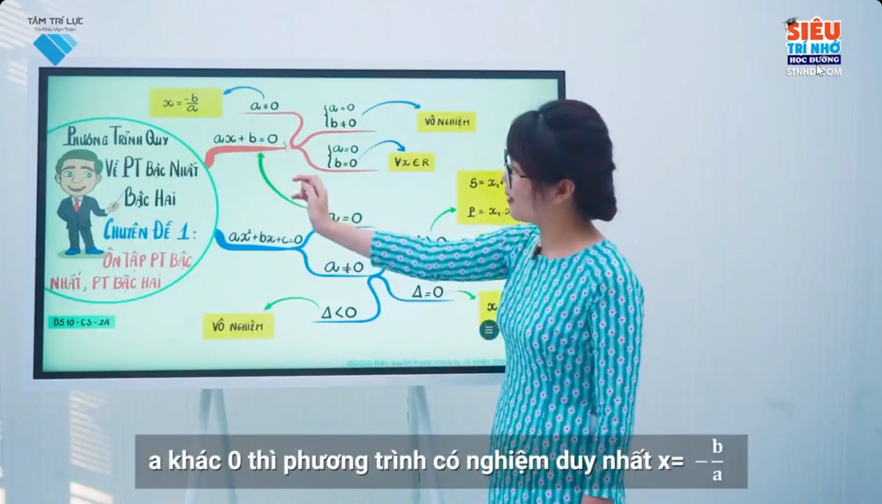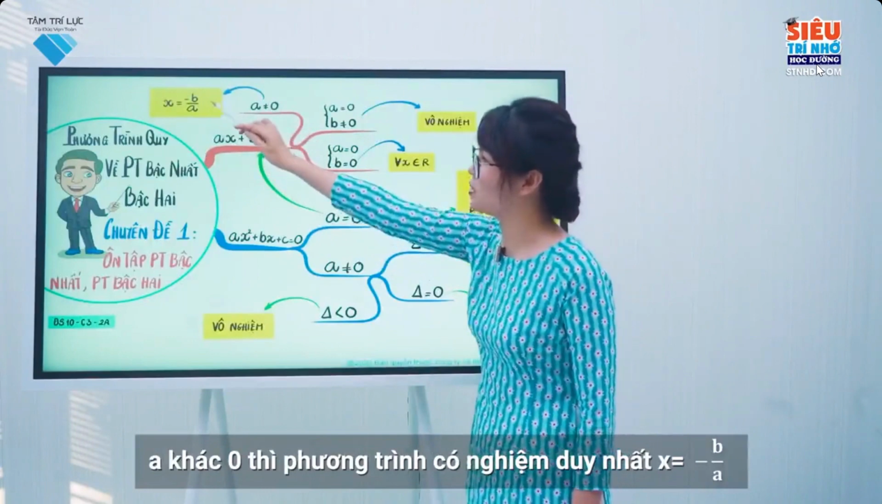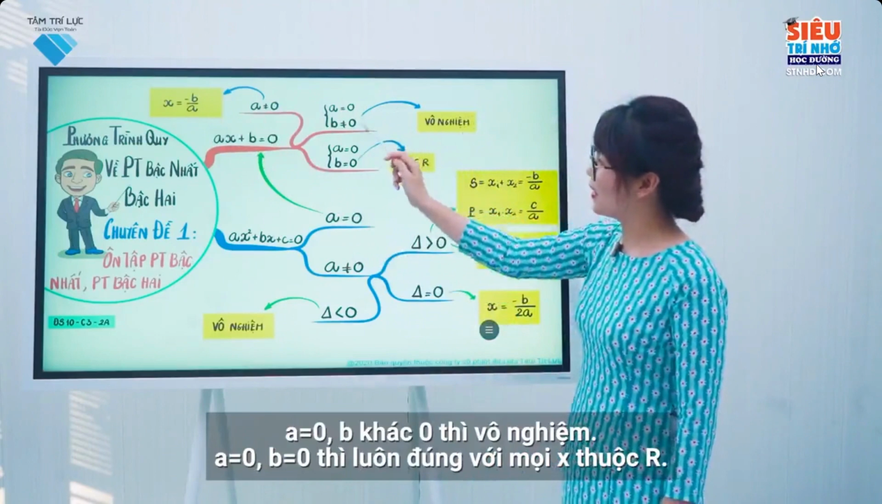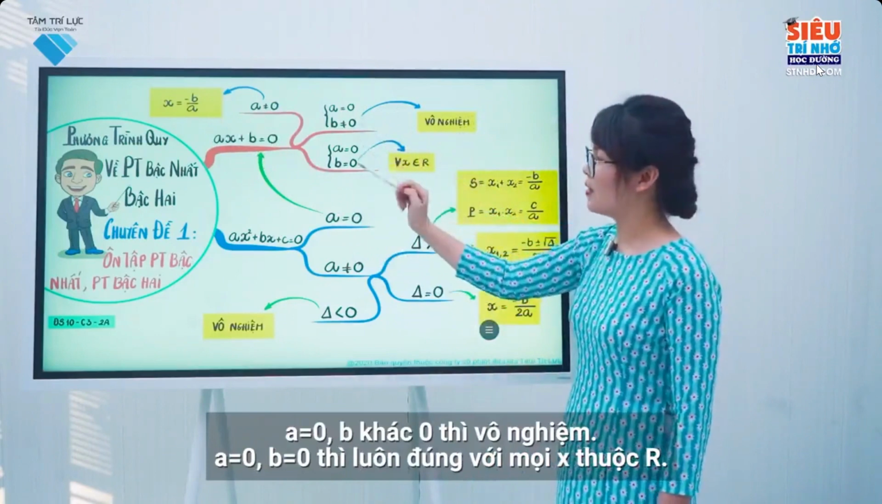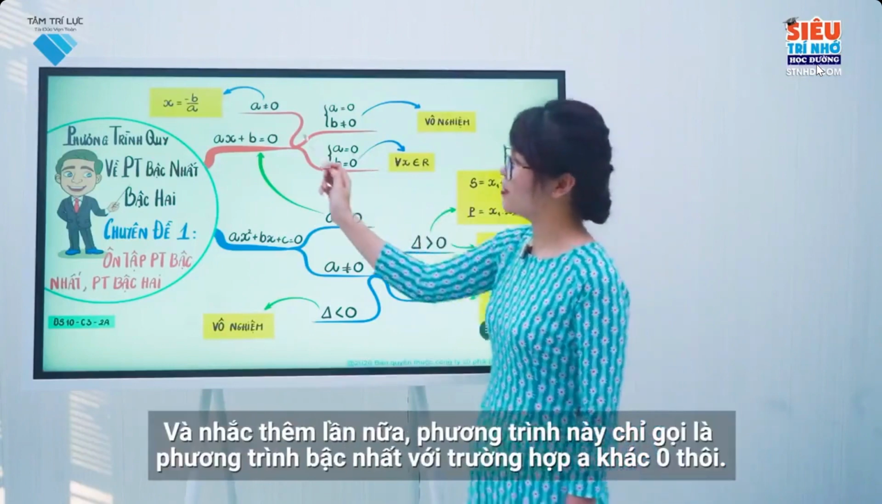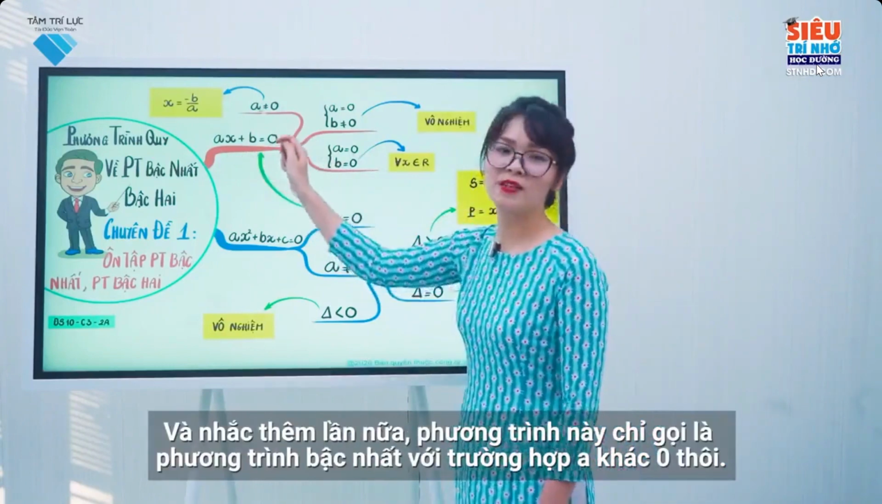A isn't 0, so the equation has a unique root of x, which is negative b over a. A is 0 and b isn't 0, so the equation has no root. A is 0 and b is 0, so the equation is always true for every x in R. One more thing to remember is that an equation is a linear one only if a isn't 0.